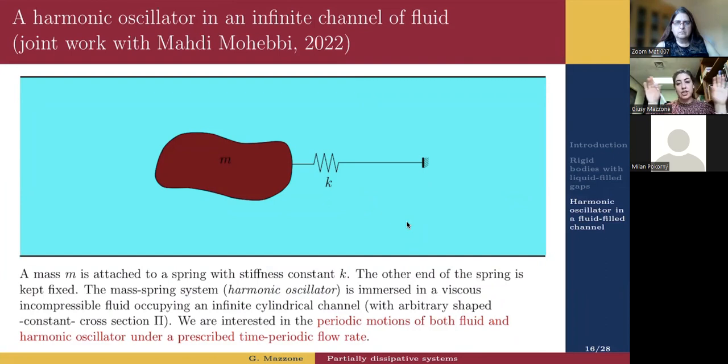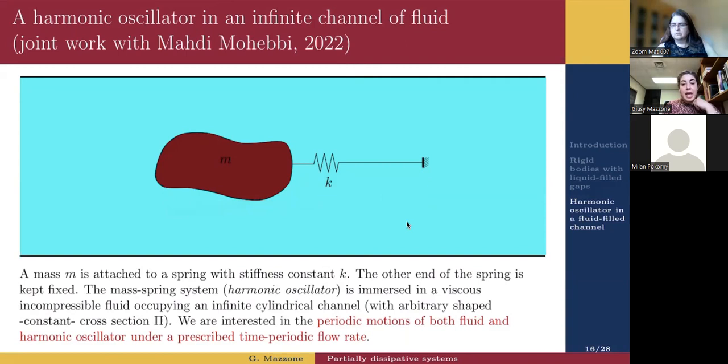The only hypothesis that you need is that at the entry and at the exit, so very far from this body, the cross section must be constant. Okay, so we want maybe different, but it has to be constant after a certain distance away. And we assume that within this fluid is immersed a linear harmonic oscillator. So basically a spring with the stiffness constant K attached to a mass M.